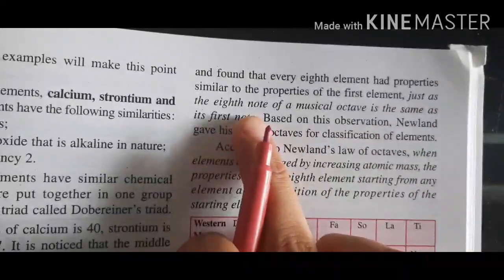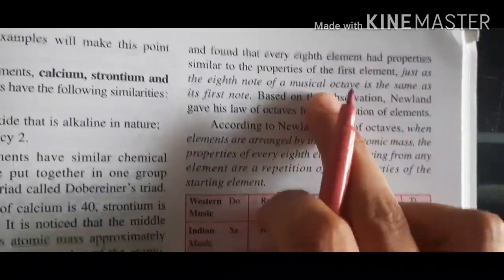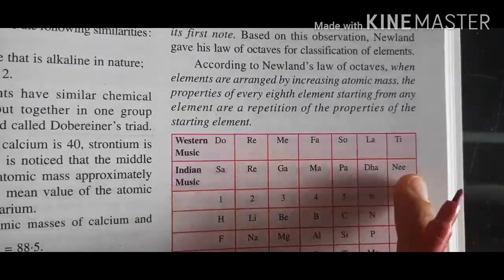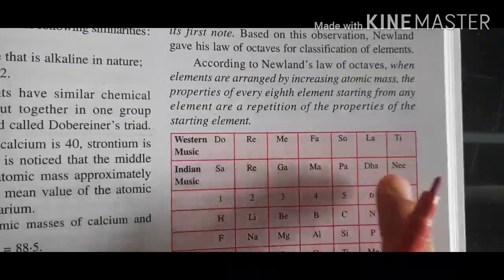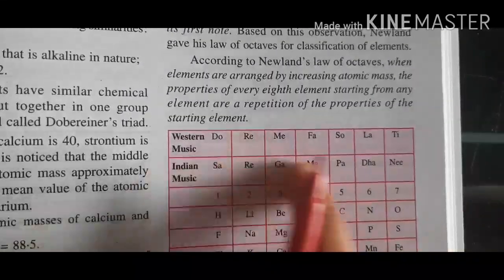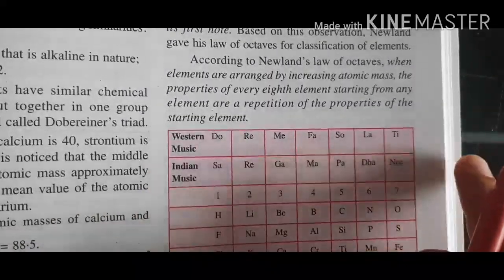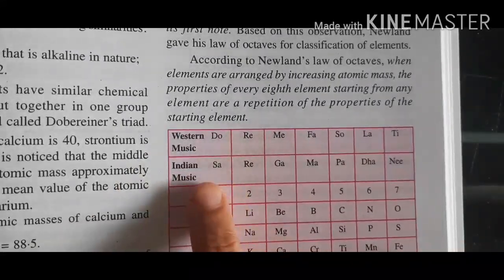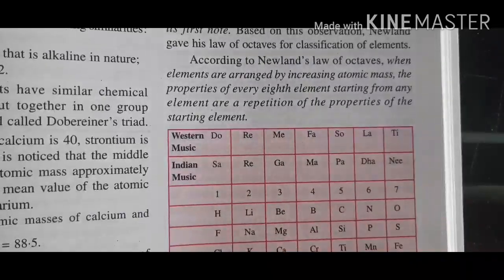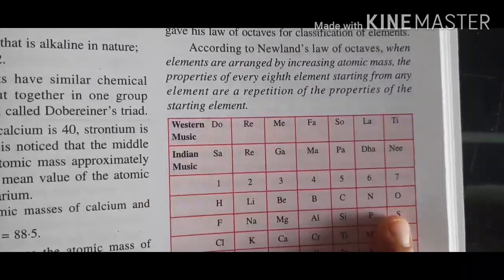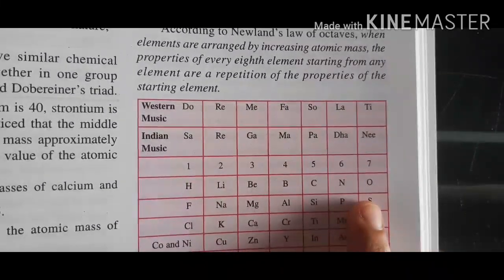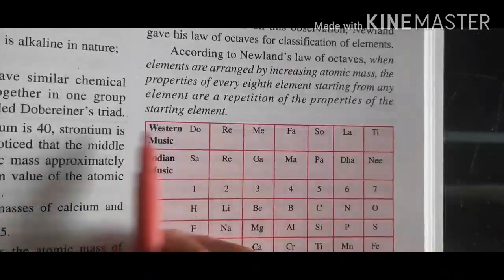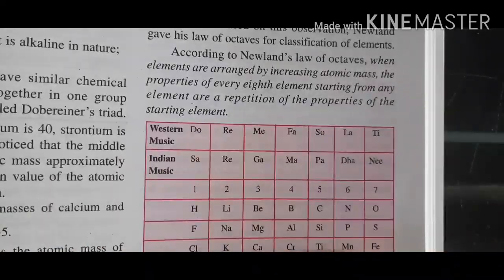So just like the 8 notes of the musical octave, sa, re, ga, ma, pa, dha, ni, after the ni, sa will come first again. This is the way, in Western music, do, re, mi, fa, sol, la, ti, do. So do will come here. This is Western music and Indian music. According to that, he put all the elements like octaves. Those who are learning music know the octaves: sa, re, ga, ma, pa, dha, ni, sa. So he put all the elements like that.